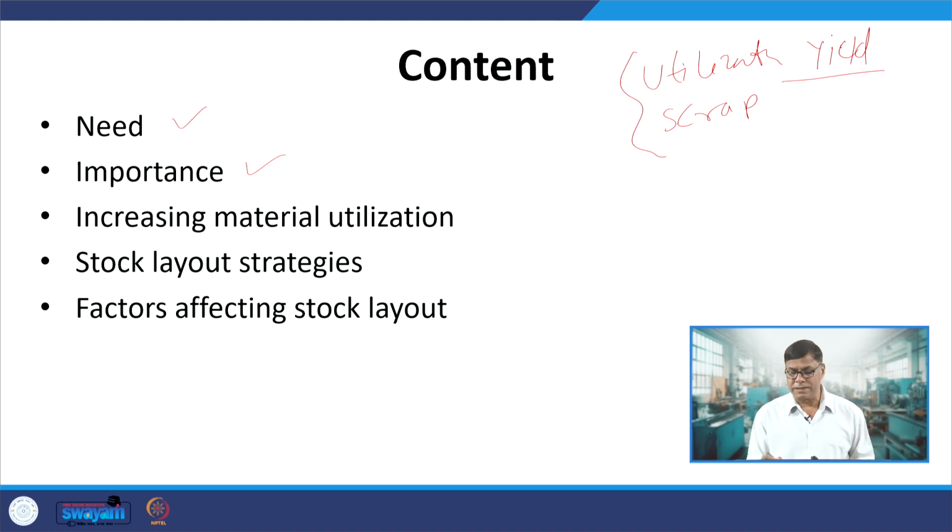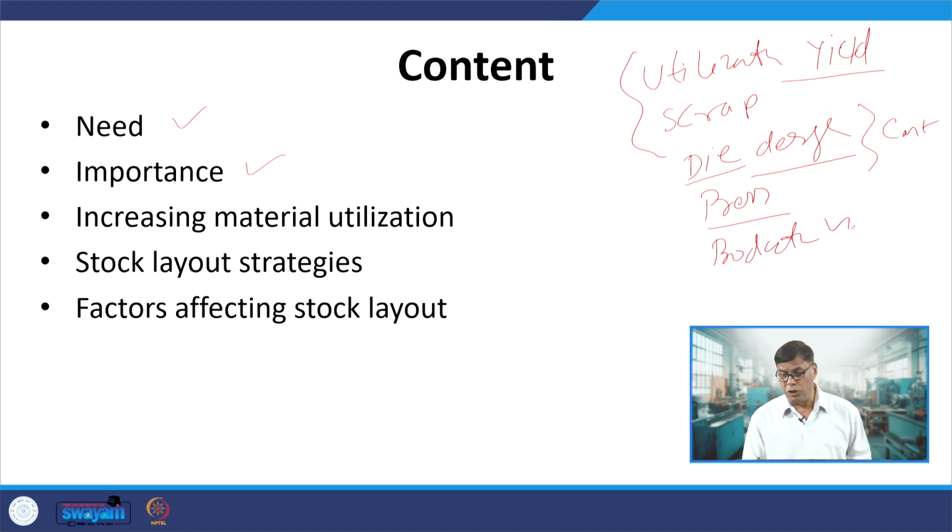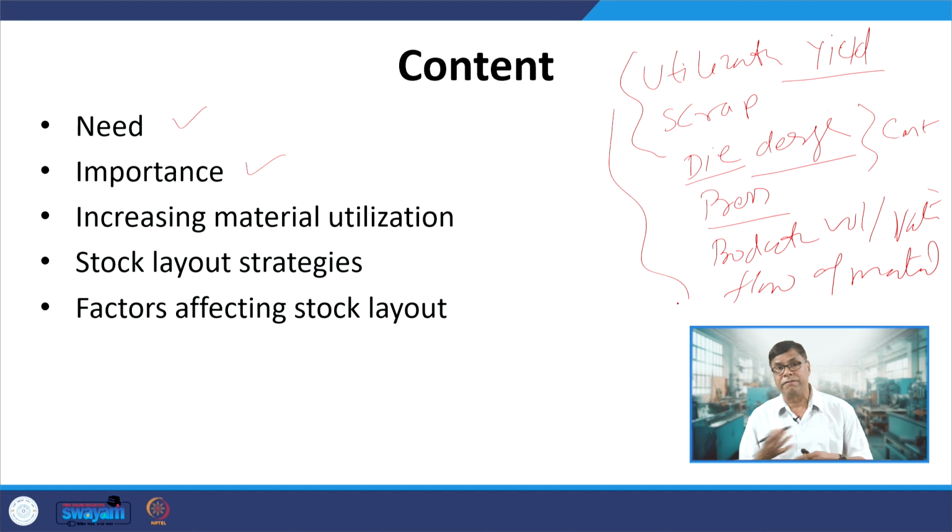But it is not just this aspect; it also affects the die design. Depending upon the complexity or simplicity of the die, it will affect the cost of the die. Similarly, it will affect the kind of press to be used, the production volume or production rate that can be realized, and the flow of the material during processing. So, there are multiple aspects affected by the way the stock layout is developed for making the blanks and the products from a given stock.